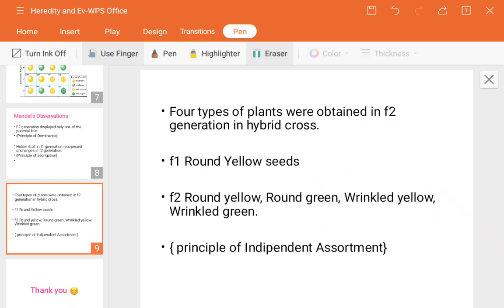In the next session we will see their definitions and their laws, which are included in the principles of inheritance, segregation and independent assortment.